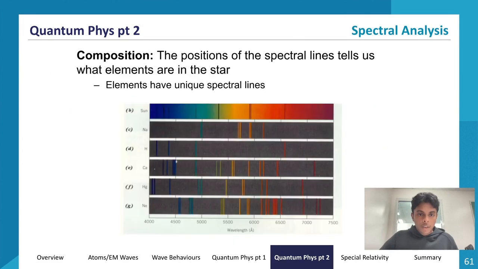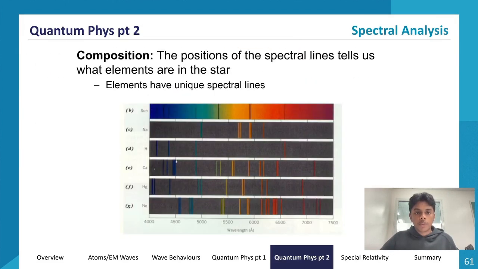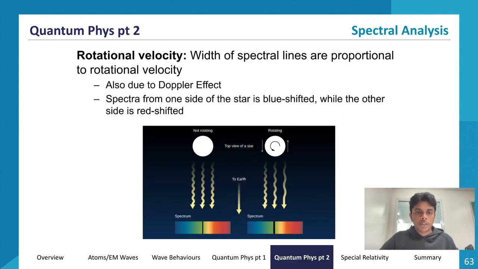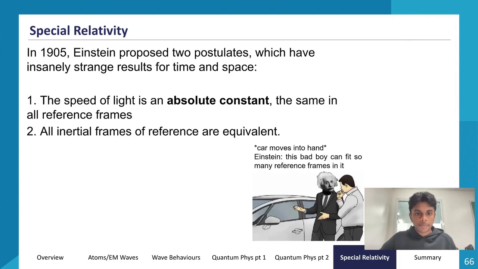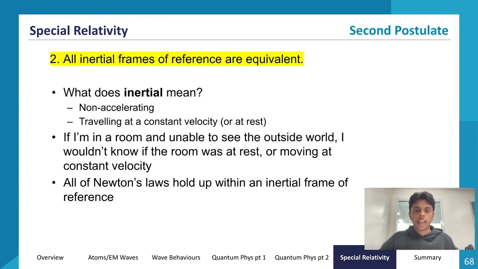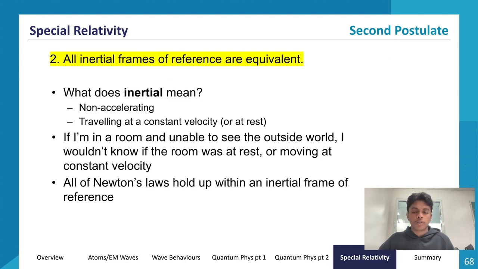Other than that, we have spectroscopy. The 5 things to remember are temperature, chemical composition, translational velocity, rotational velocity, and the density. You'll learn a bit more in Module 8 about other stuff. And then Einstein's postulates about the speed of light being an absolute constant and inertial frames of reference.